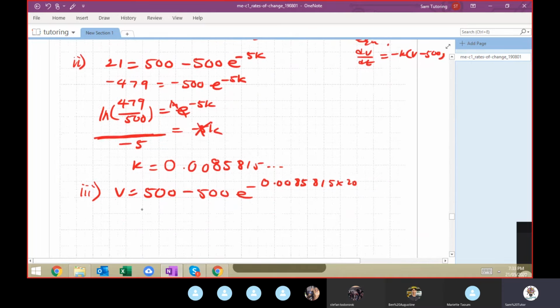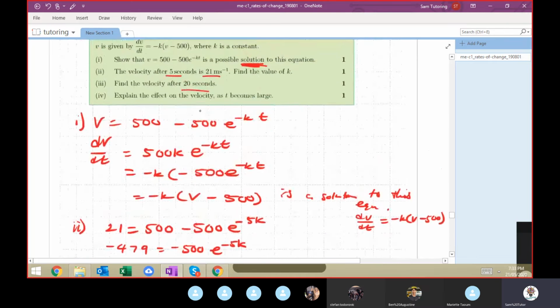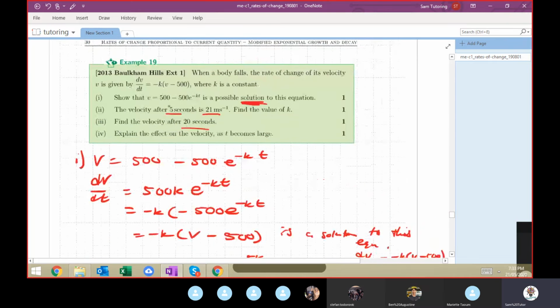So 500 minus 500e to the negative answer times 20. Velocity is 78.85. Just plug it into your calculator. There's nothing to do there because it says find the velocity, v, and your time is 20.